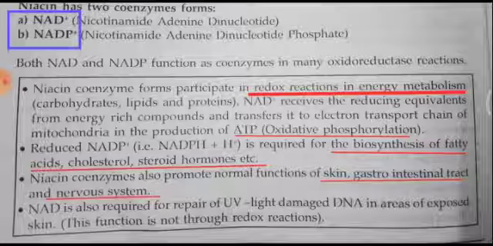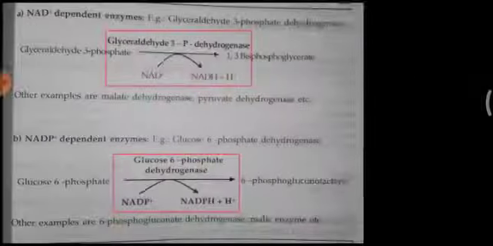These three organs you should keep in mind, because these organs require niacin for their normal function. If you don't take niacin in normal quantity, these organs will get affected. NAD is also required for repair of ultraviolet damaged DNA in areas of exposed skin. So it is also helpful in the repairing mechanism.